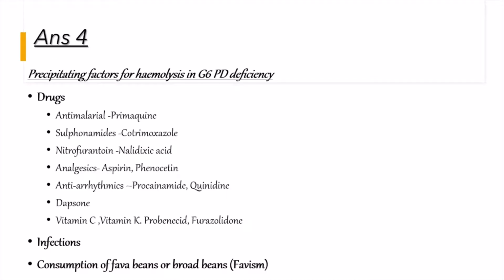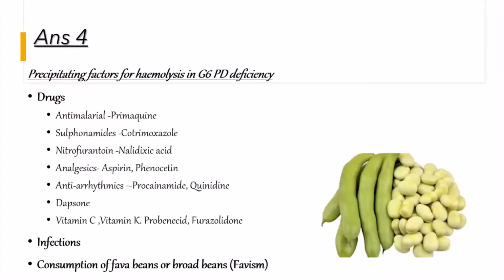The precipitating factors for hemolysis in G6PD deficiency can be drugs, infection, and consumption of fava beans or broad beans. Now, the drugs can be antimalarials, sulfonamides, nitrofurantoin, analgesics, antiarrhythmics, dapsone, vitamin C, and vitamin K. It's a long list. These are just a few for you to remember.